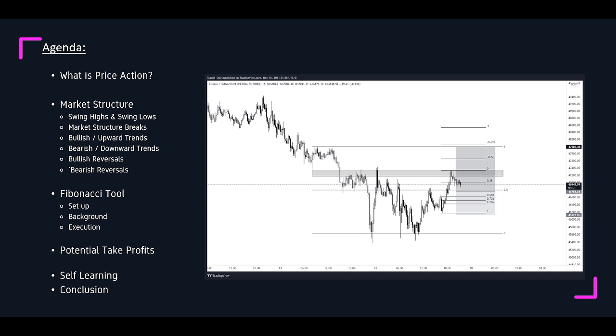Then we do take a detailed look at the Fibonacci tool. So we look at a setup, some background, and execution of these. Then we have potential take profits. So we do a bit of a sweep of how you could play the game. Then we have some self-learning, and finally the conclusion to wrap it up.